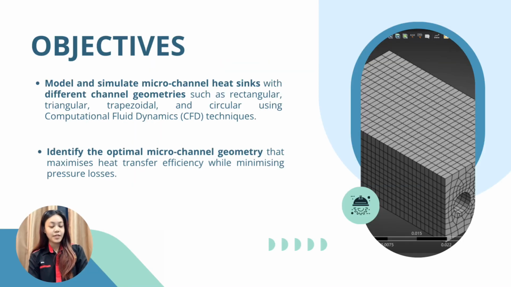To address these challenges, our study is focused on two main objectives. Firstly, to model and simulate microchannel heatsinks with different channel geometries, including rectangular and trapezoidal, using computational fluid dynamics (CFD) tools. Secondly, to identify the optimal geometry that provides the best thermal performance by maximizing heat transfer while also minimizing pressure loss.